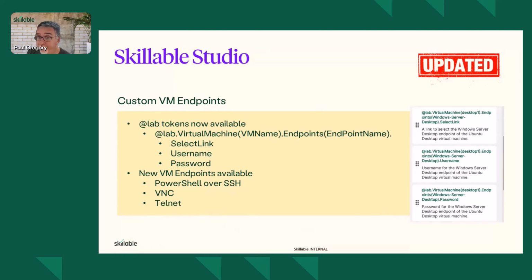Back in February, we did a lab developer workshop on a feature called custom VM endpoints. The insight link is insights.skillable.com. I'll put that into the chat for you. But if you've not been registered for it, you wouldn't have access. So if you try to log in and you've not been enabled, you'll just get an access denied message.